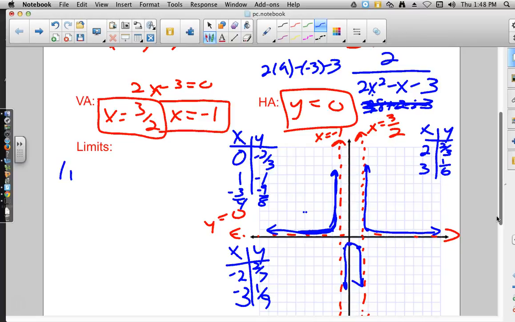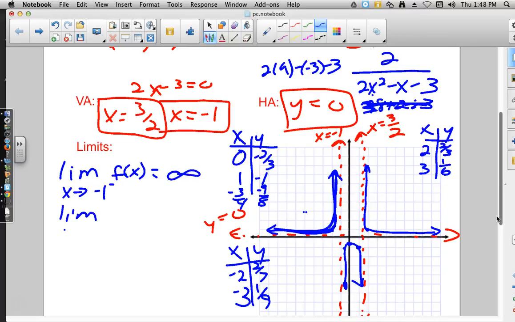So, limits. We are talking about a vertical asymptote at -1. So limit as x approaches -1 from the left, our graph, which did happen to be named f of x this time, as we approach that -1, our graph is going upward.